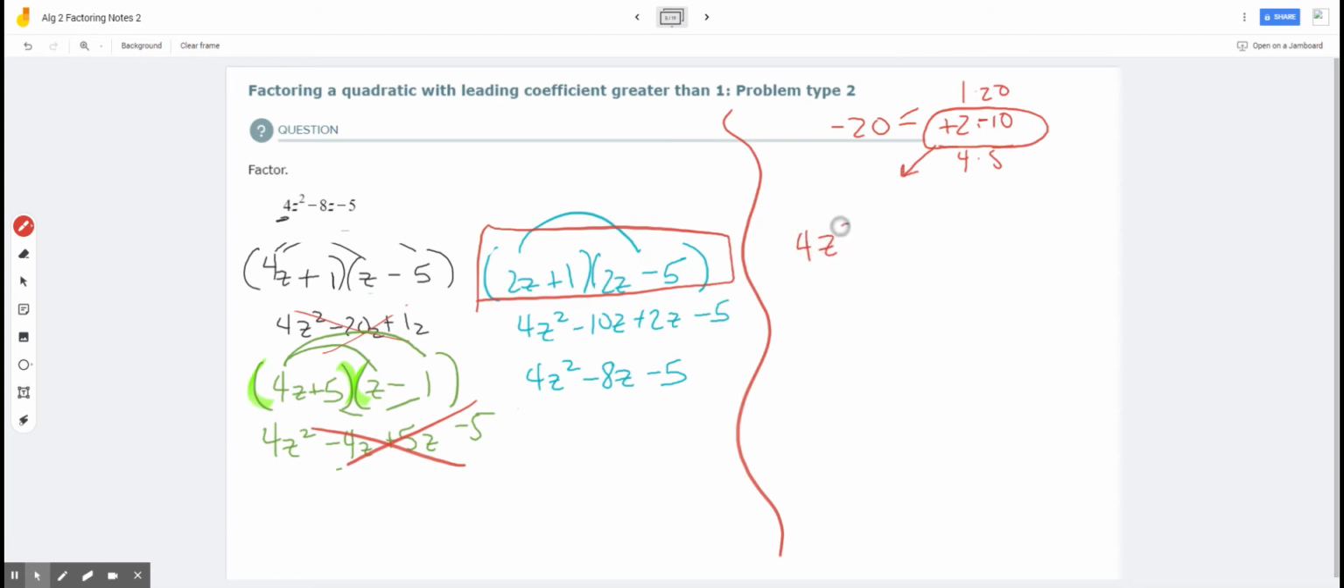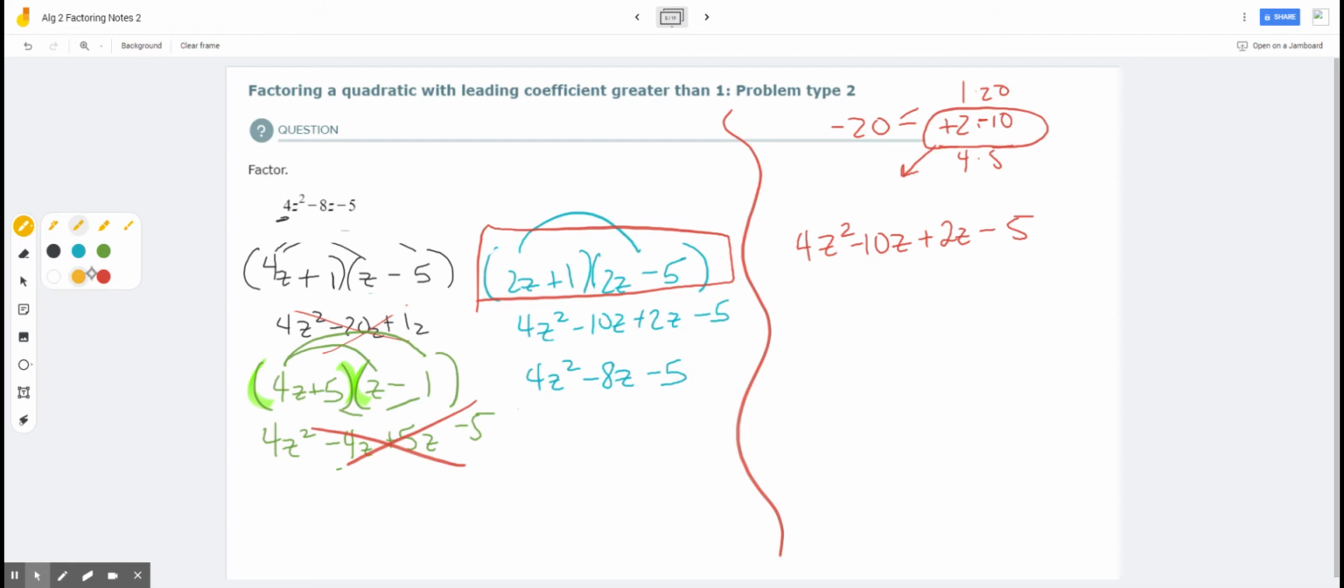Step 3 is rewrite the problem using these numbers instead of the negative 8. So 4z squared, I'll write the problem first. I want you to make very clear what I'm doing. Instead of this 8z, we're going to put negative 10z and plus 2z. Okay, and then you can see how that would be negative 8z, right?